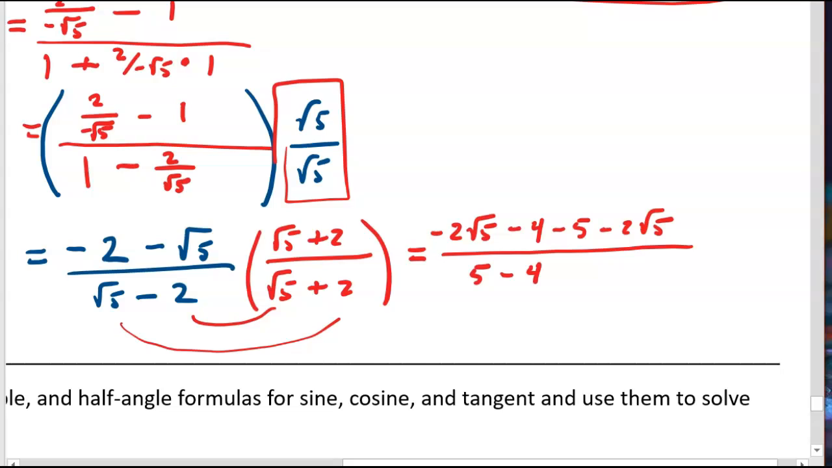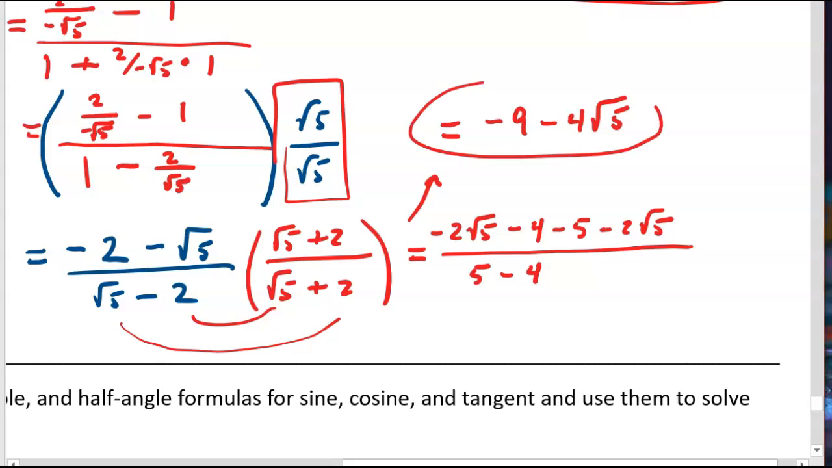So let's work up. Negative 4 minus 5 is negative 9. Negative 2 root 5 minus 2 root 5 is negative 4 root 5, all over 1. If this were any number other than 1, I would make it a fraction, but I don't need to write over 1.